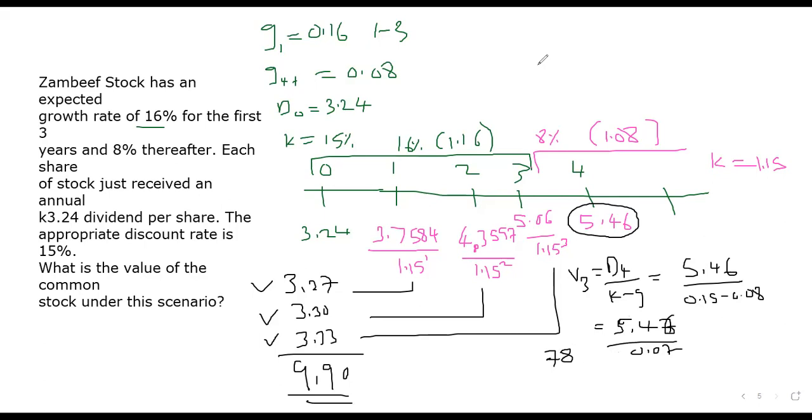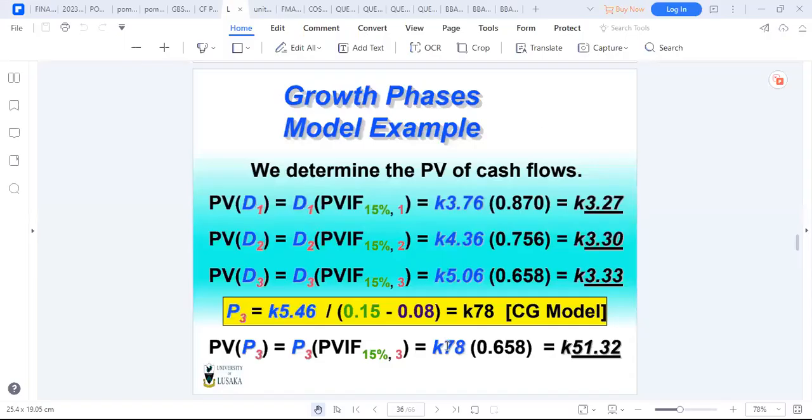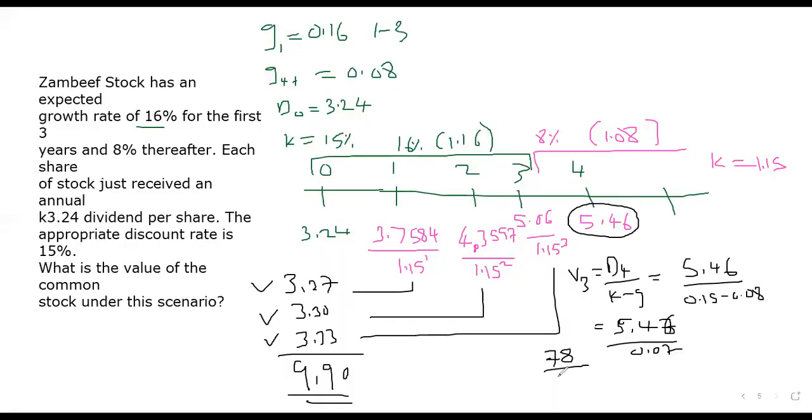So as of year 3 it is 78, so we need to discount this 78. How do we discount the 78? By dividing by 1.15 to the power 3. Are we together? So when we discount that, it will be 51.29.